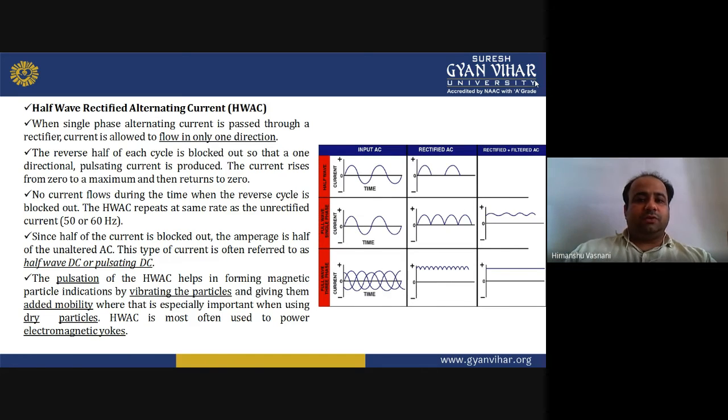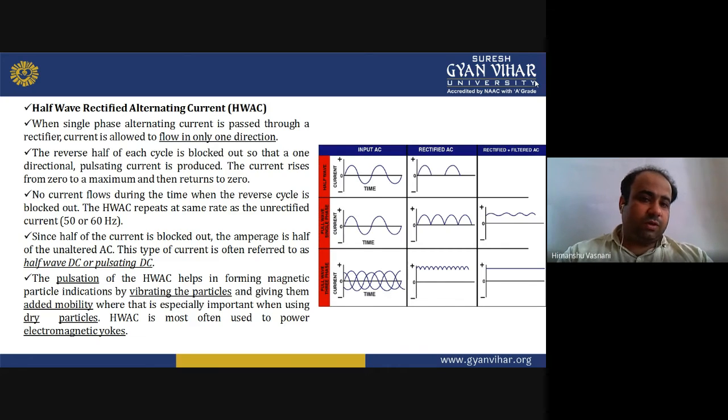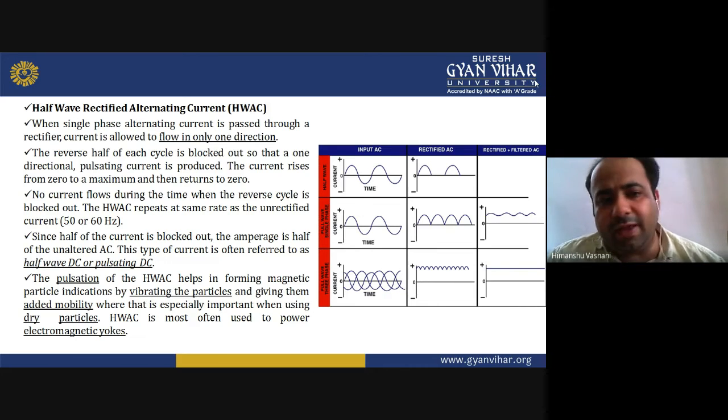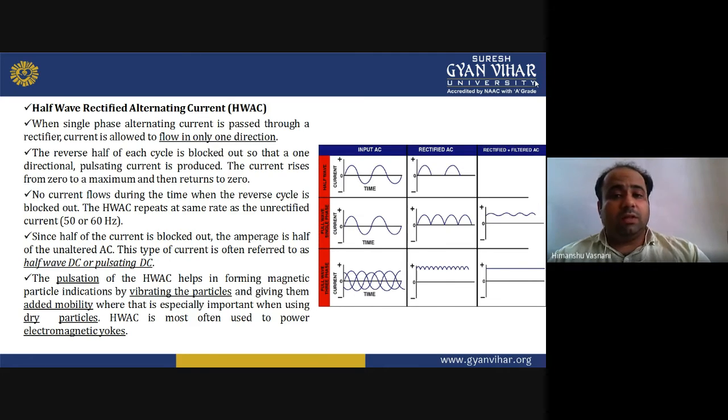So that a one directional pulsating current is produced. The current rises from zero to a maximum and then returns to zero. So no current flows during the time when the reverse cycle is blocked. The half-wave rectified alternating current repeats at the same rate as the unrectified current, 50 to 60 Hz. Since half of the current is blocked out, the amperage is half of the unaltered AC.